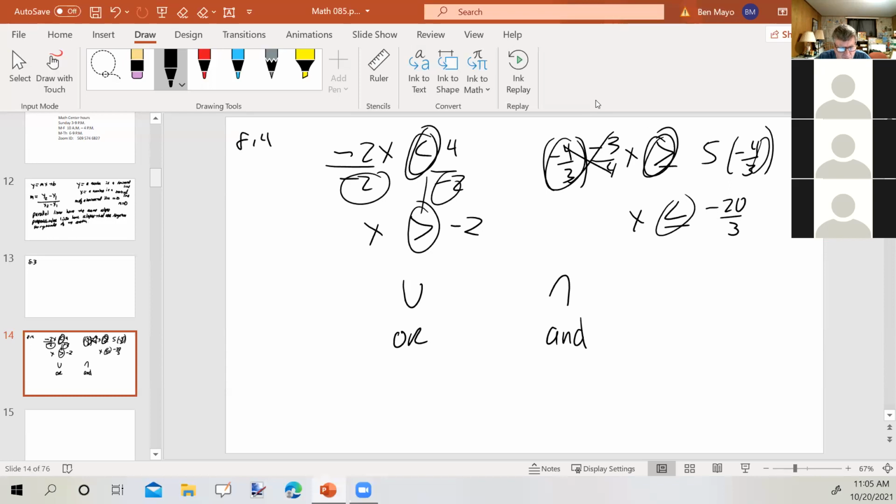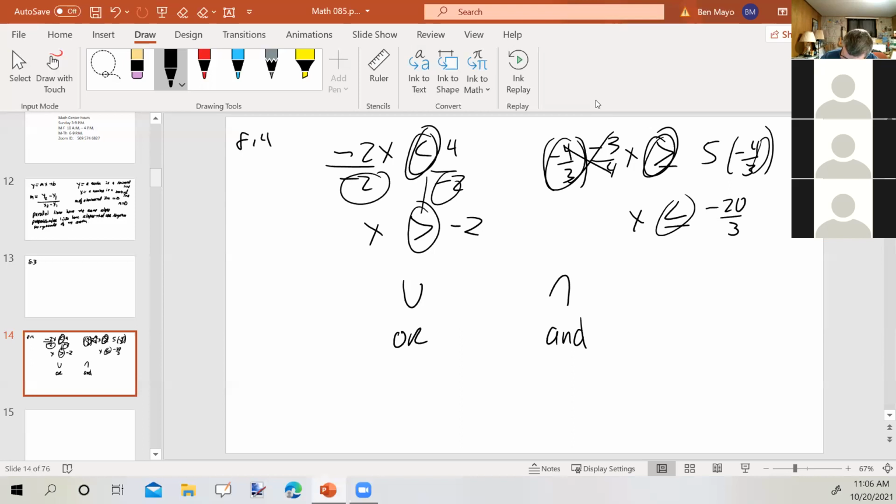Okay. Gabe, are you okay with that? Or do you need more examples? No, yeah, I got it. Okay. All right. Anything else there? 8.4. Okay. Can you go over notation form again, please? Notation form. Interval notation. Yes, please. Okay.